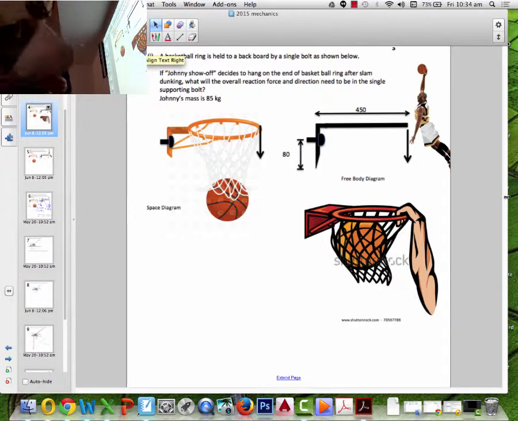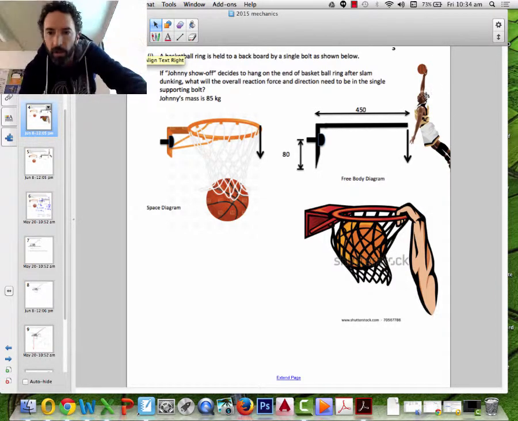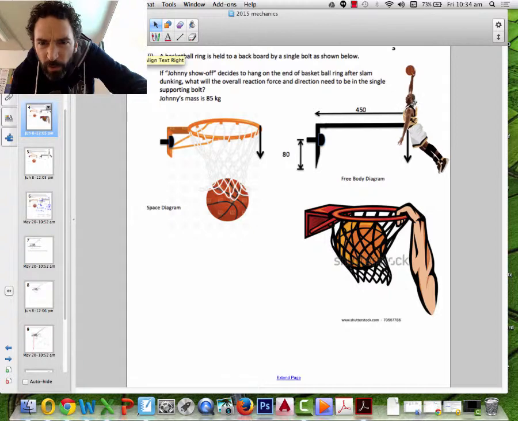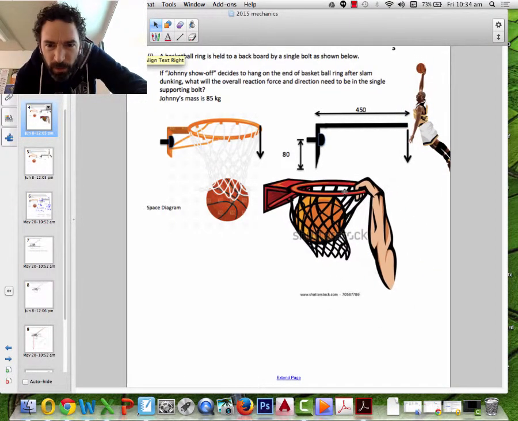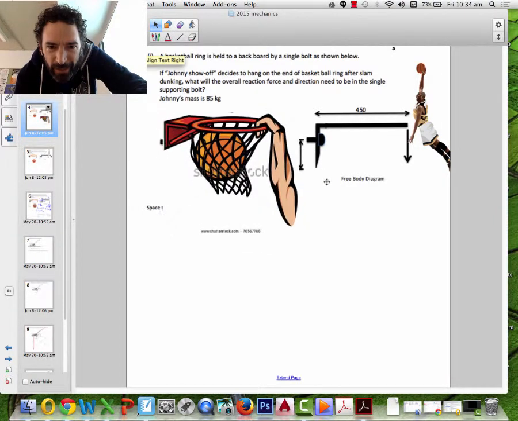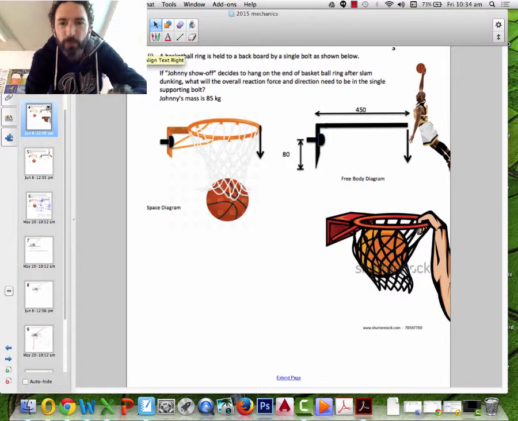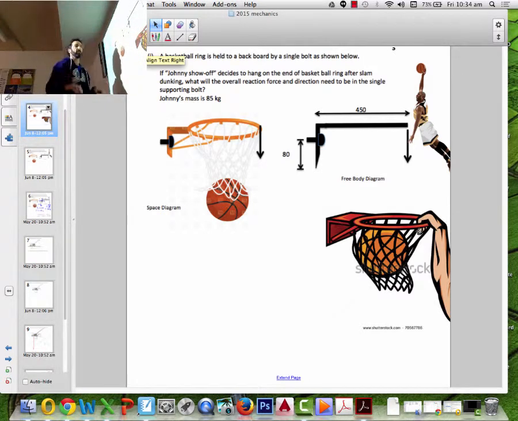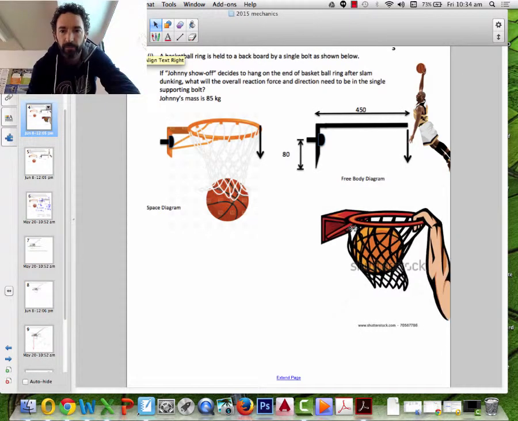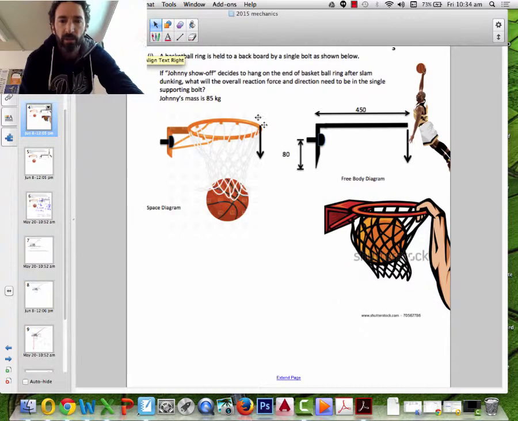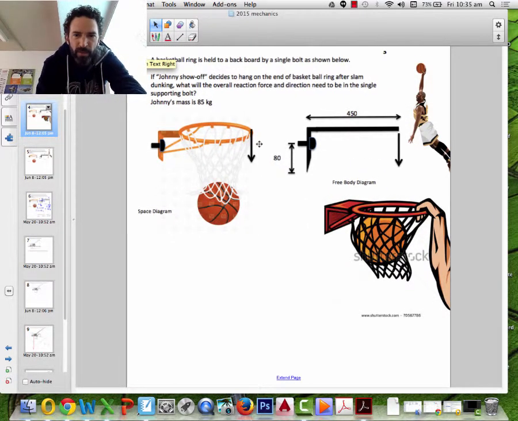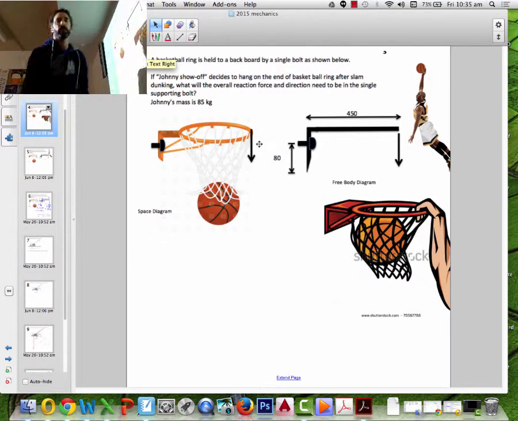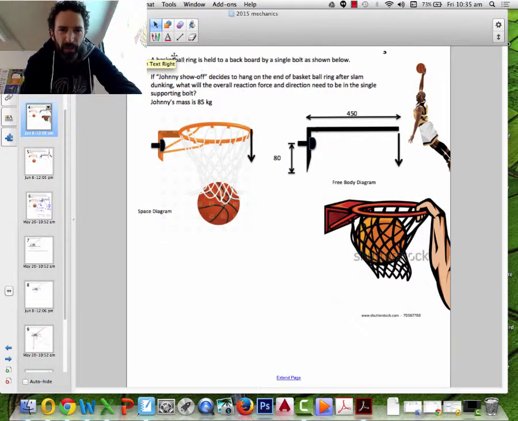What we've got here is a basketball dude, I like to think it's Michael Jordan, coming up for a slam dunk. As he dunks the ball, he hangs on the end of the ring. His full weight is on the end of the basketball ring, creating a force, as you can see in the free body diagram and also the space diagram. The one on the right is a free body diagram.